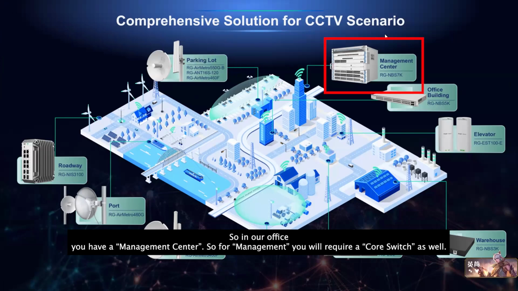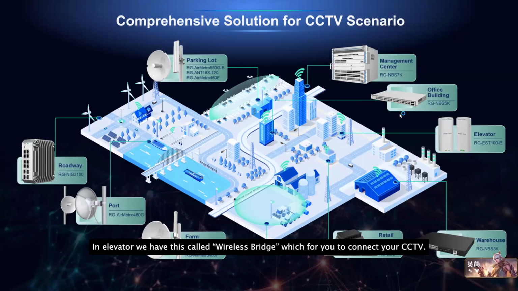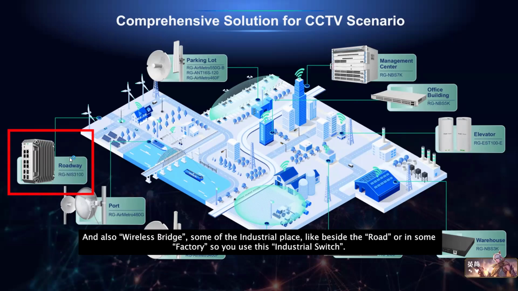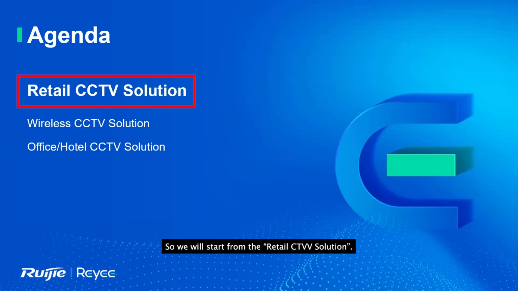In your office you will have a management system, which requires a core switch as well. Also in elevators we have the wireless bridge for you to connect your CCTV, and access switches and PoE switches for your CCTV. In some industrial-grade places, like beside the road or in some factories, you can use industrial-grade switches. We will start from the retail CCTV solutions.